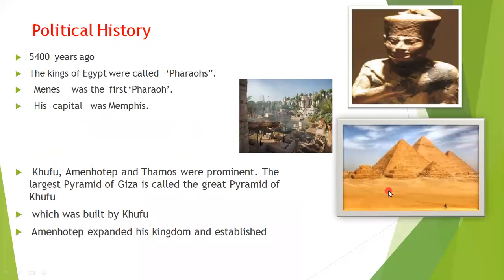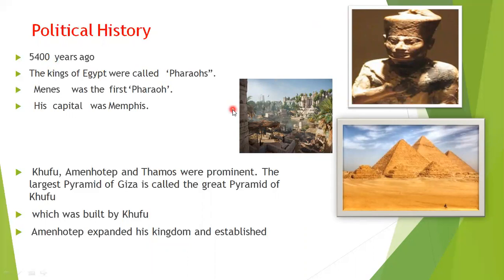So next we have to move on to the political history. How many years ago did the Egyptian civilization start? It was 5,400 years ago. Egypt civilization started 5,400 years ago, children. The king of Egypt was called a pharaoh. What do we call the king? The kings of Egypt were called pharaoh.